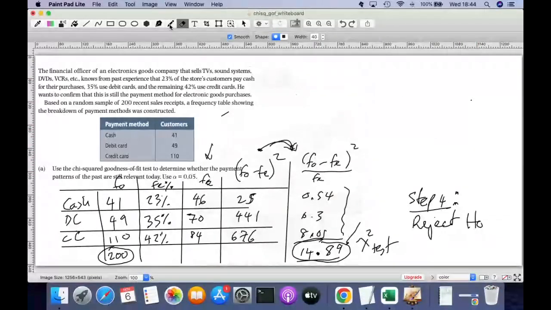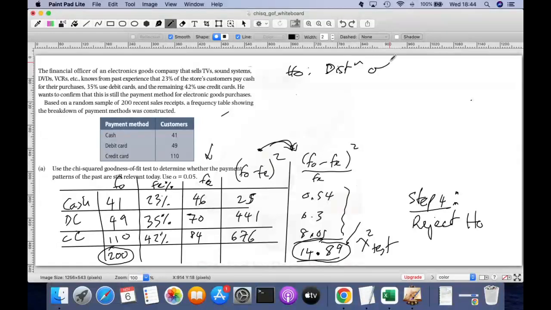Okay, so if you remember in the beginning, we started off with declaring our null and alternative hypotheses. Our H naught was that the distribution of payment methods is the same. And here we're saying we reject H naught, so this is not true. So if this is not true, then what we're saying is that the distribution of payment methods has changed.